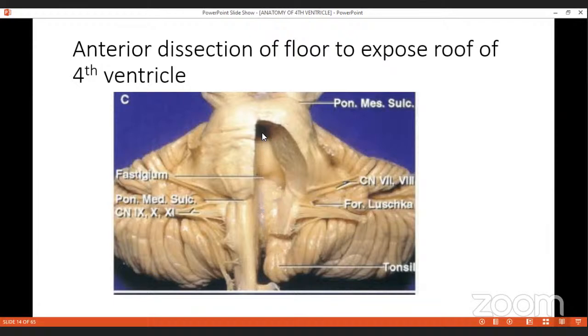The junction where the superior slope of the roof of the fourth ventricle connects with the inferior slope is called the fastigium.